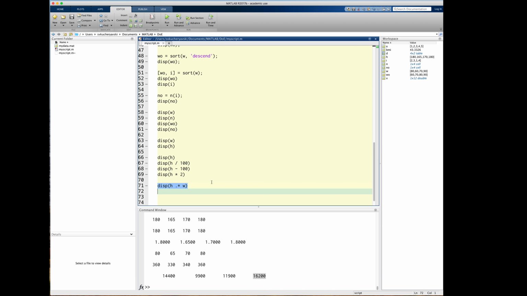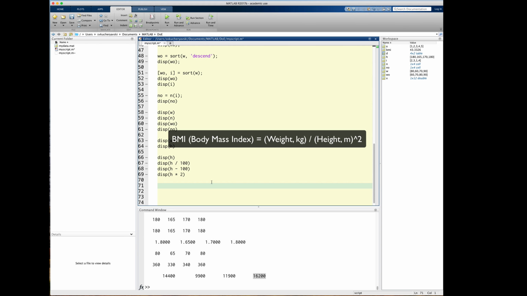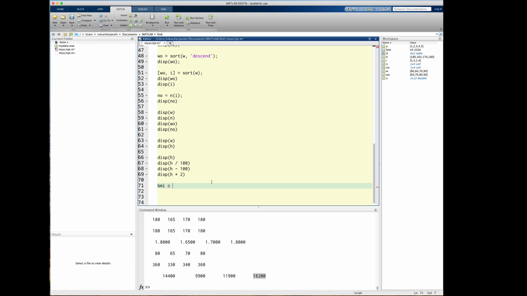Okay. Now let me show you how we can use this knowledge to calculate a BMI. BMI is a body mass index, which is weight divided by height in meters squared. And usually BMI is considered normal if it's between, as far as I remember, 18 and 25. It doesn't matter. It's just the information we are going to use to check if the BMI seems to be correct. So it should be around 20-30. And that's the formula, right?